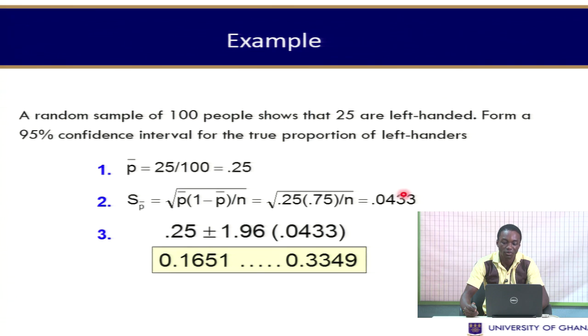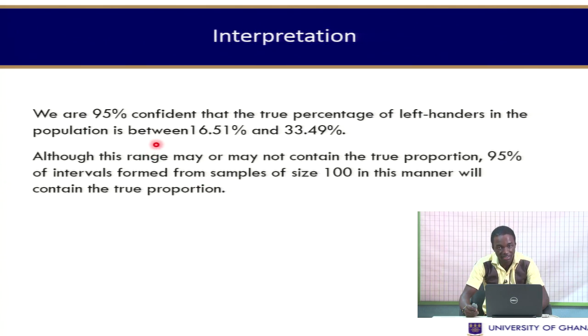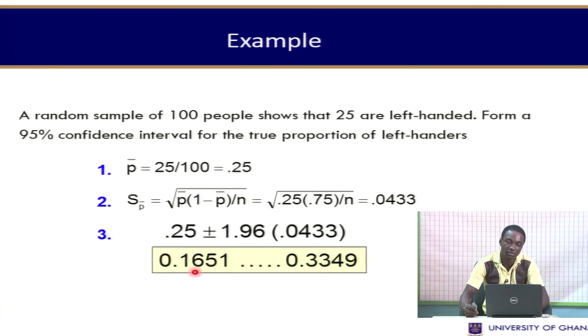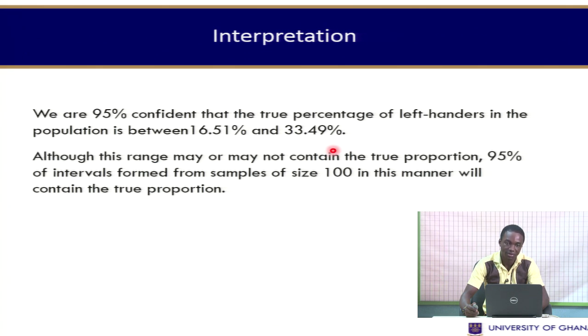Now this gives us 0.0433, and therefore we have our confidence interval for the proportion being 0.25 plus or minus 1.96, our critical value, times 0.0433, and it gives us a lower bound of 0.1651 and an upper bound of 0.3349. That is, we are 95% confident that the true percentage of left-handed in the population is between 16.51%, given by the value of 0.1651, and 33.49%.